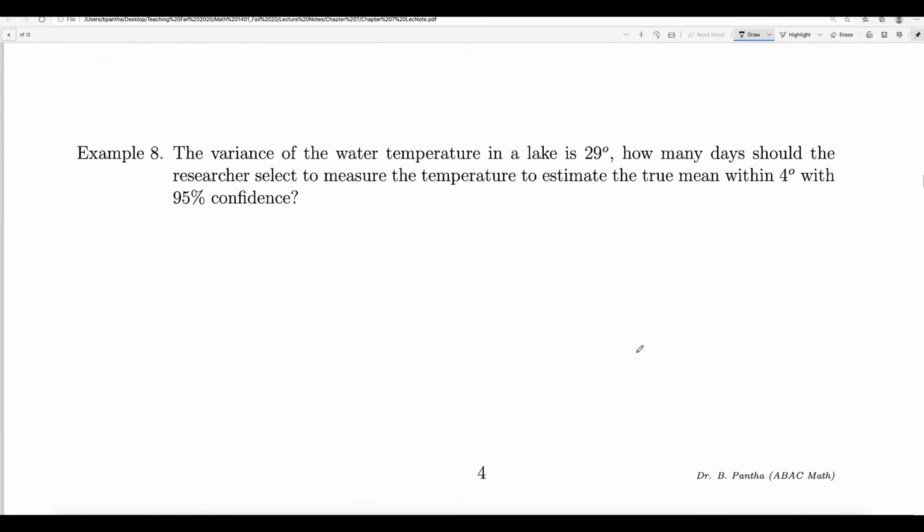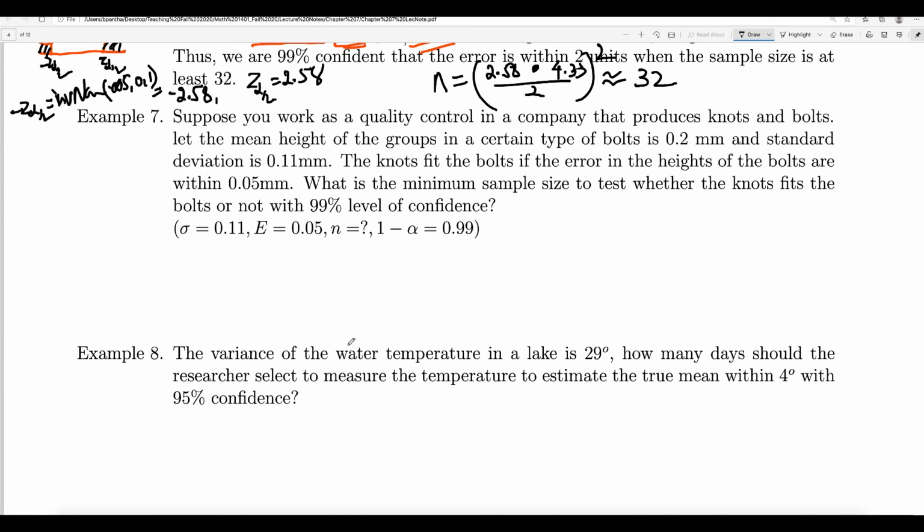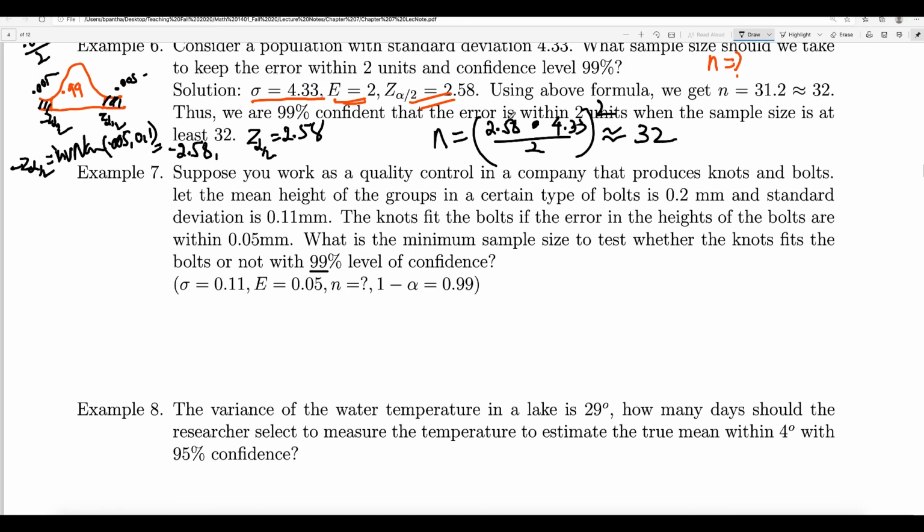Okay, so the next example I want to do is example number 8. You guys try example 7 yourself, because everything is given there. Sigma is given, E is given, and the confidence interval is 99%. So as here 99%, the same confidence interval means G alpha half will be the same value, 2.58. You can find it out exactly the same way.